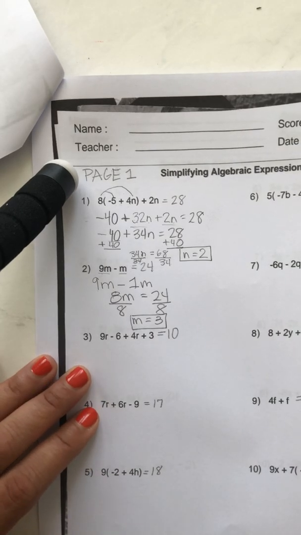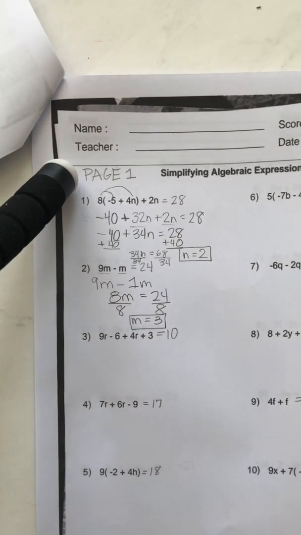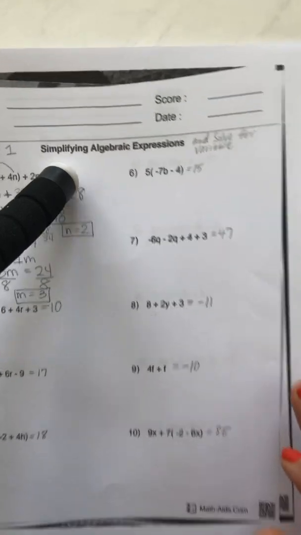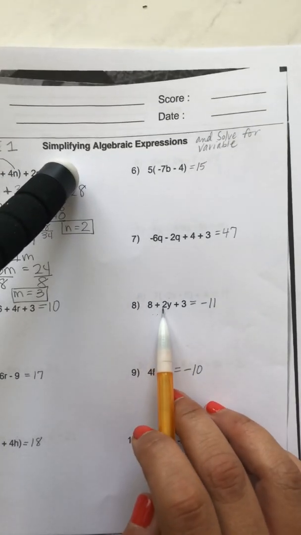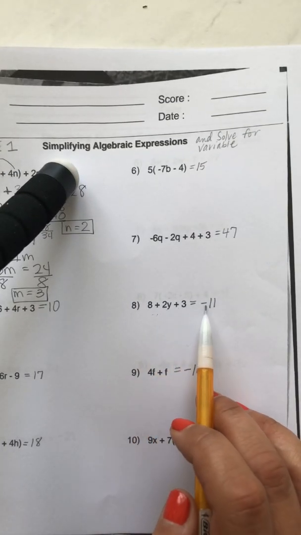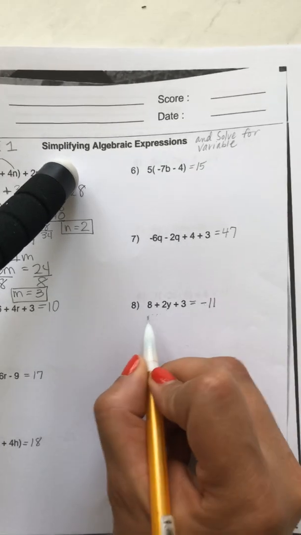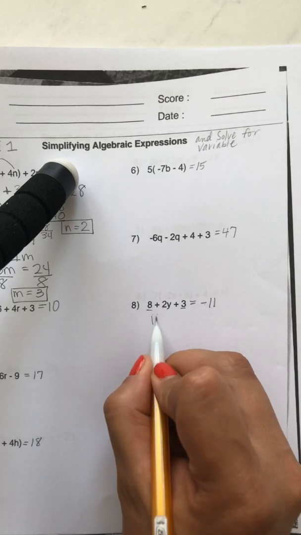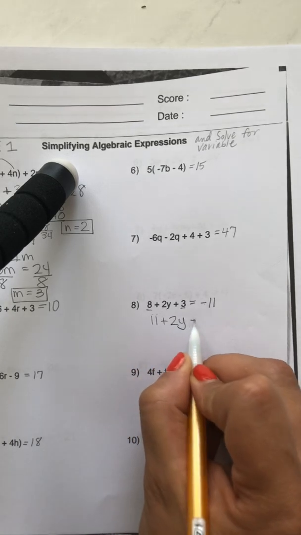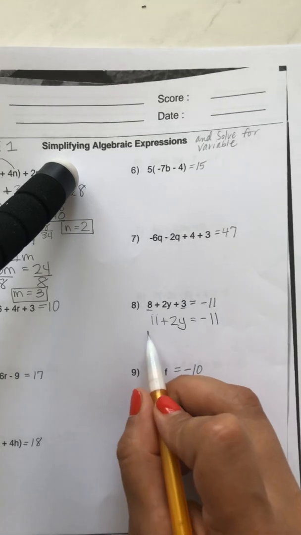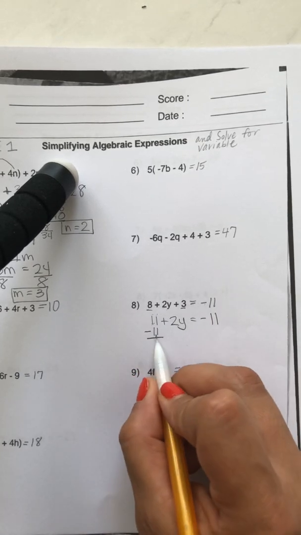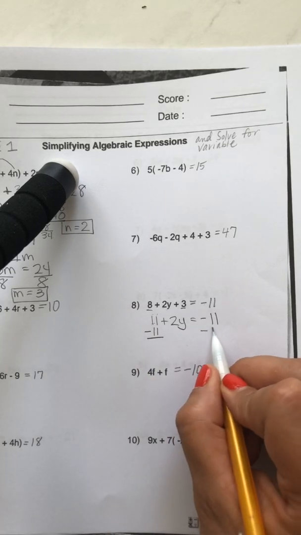All right, let me find one with a negative in there. We did the distributive. Let's do this one right here together, number 8. So we have 8 plus 2y plus 3 equals negative 11. So the first thing I'm going to do is combine these two terms. So 8 plus 3 equals 11, plus 2y equals negative 11. So now I need to get rid of this. So I'm going to subtract 11 and get 0. I subtract 11 from here.